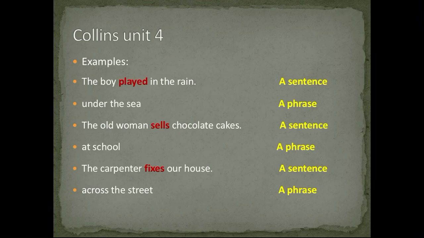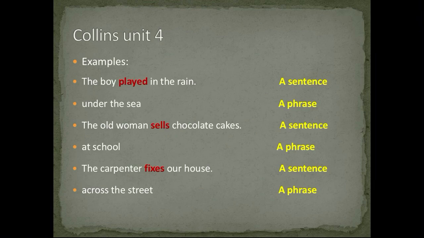The next one is under the sea. And what is under the sea? I don't know what's under the sea. Maybe he's talking about fish. Maybe he's talking about little mermaids. I don't know. So it's a phrase because it doesn't make any sense on its own like that, and it doesn't have a verb. The next one says, the old woman sells chocolate cakes. Now I can understand what it's saying, that there is a woman who sells chocolate cakes. And I have a verb and it makes sense. That means it's a sentence.